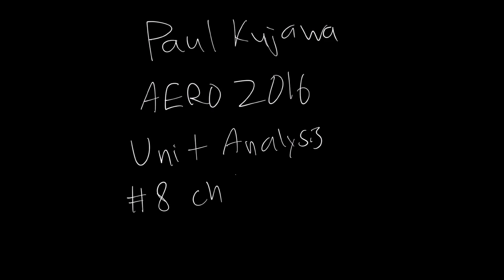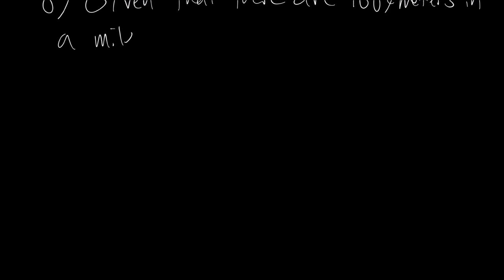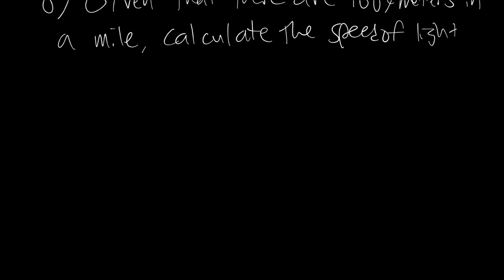Today I'll be solving a unit analysis problem, specifically problem number 8 in chapter 1 of the chemistry workbook. Problem number 8 asks, given that there are 1,609 meters in a mile, calculate the speed of light in a vacuum in miles per microsecond.